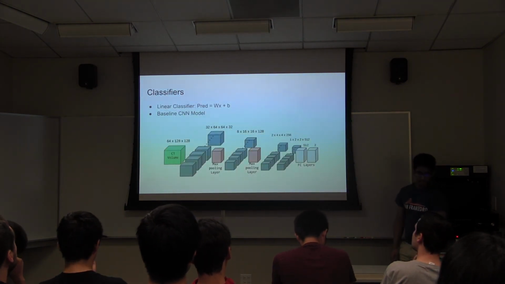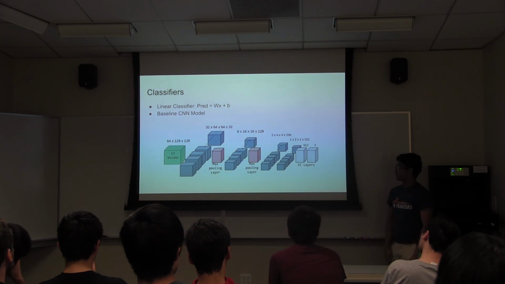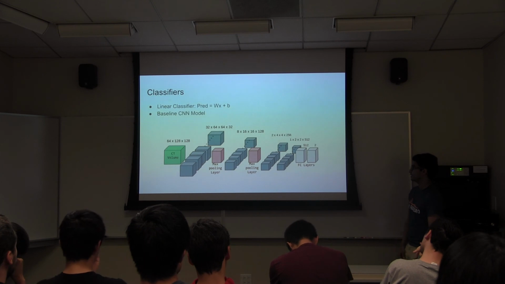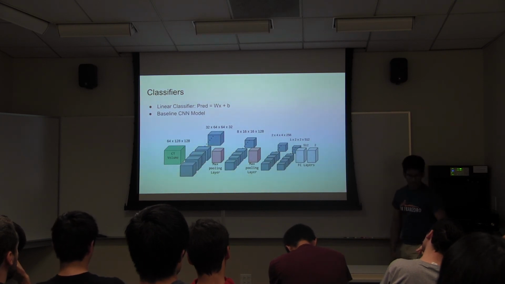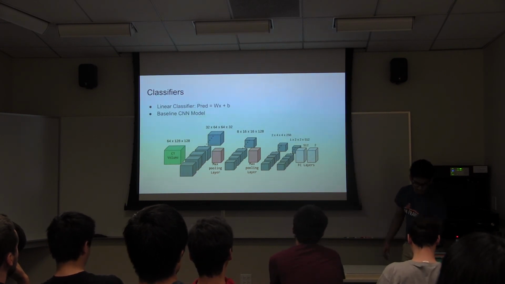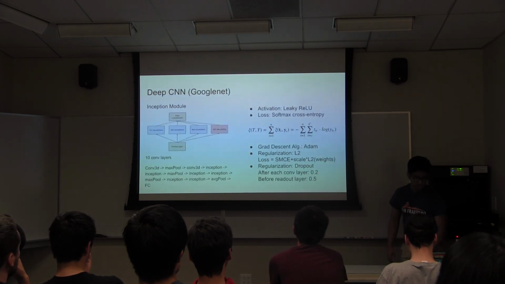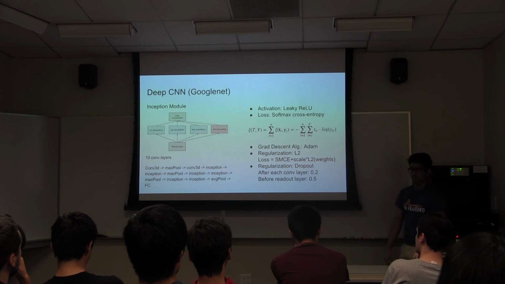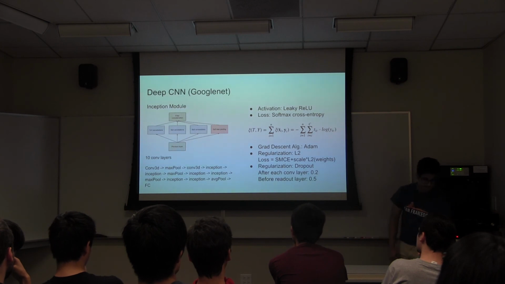So I used a number of different classifiers to train a model and predict. First was a baseline linear classifier. Next was a baseline CNN, which you can see is the architecture, a couple of CNN layers, just like a random black box of various kinds of layers. And also a deep CNN, which is modeled off of GoogleNet, an architecture used for image classification.